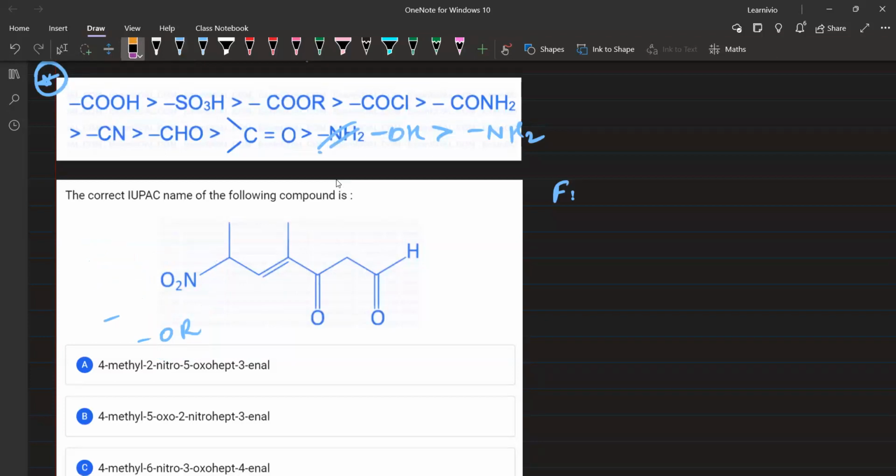In this case, the functional group is aldehyde. Here we have two groups which can act as the functional group. One is this aldehyde group and the other is the ketonic group. Now we have to choose the priority.